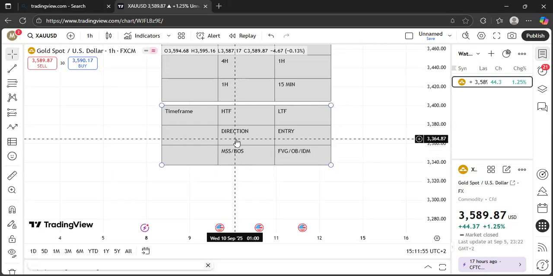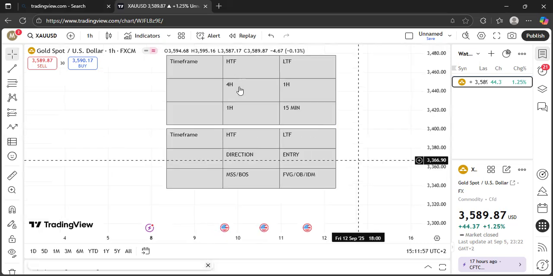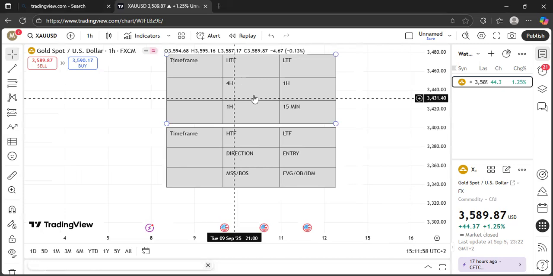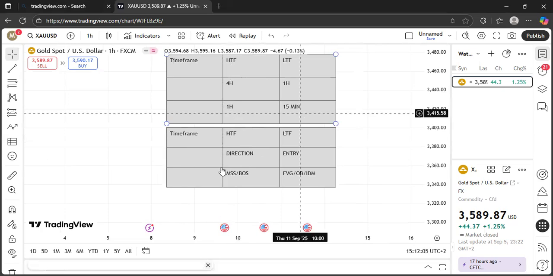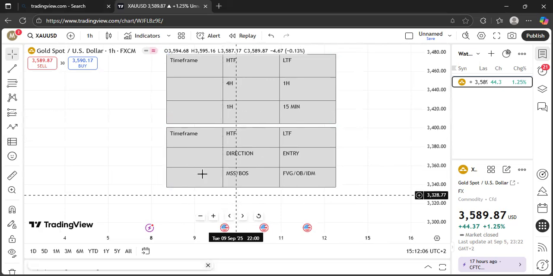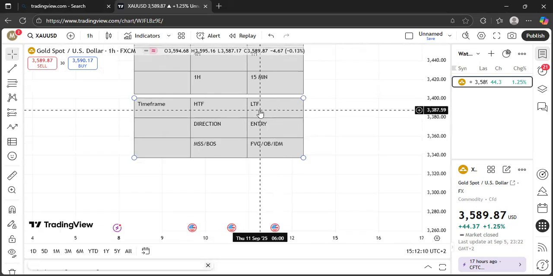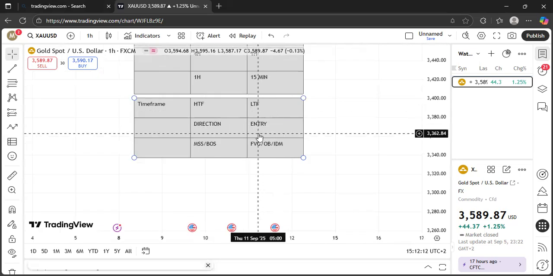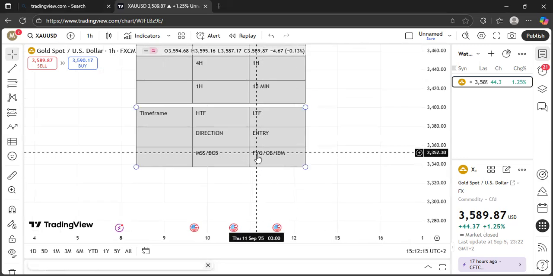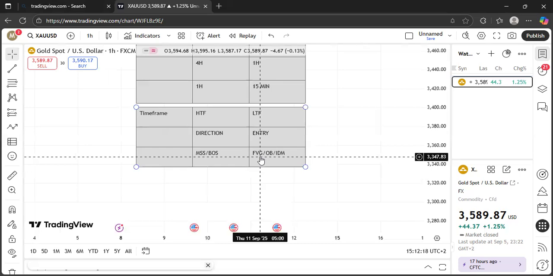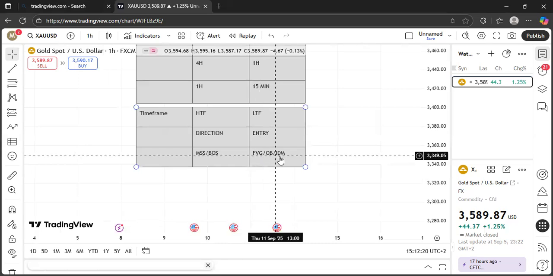That's our direction, and we have to find it on our higher time frame, depending on which time frame alignment we'll be using, between 4 hours and 1 hour or 1 hour and 15 minutes. So on the lower time frame, we'll be looking for our entry, and in order to find our entry, that's where we find our fair value gap or order block, and then our inducement.